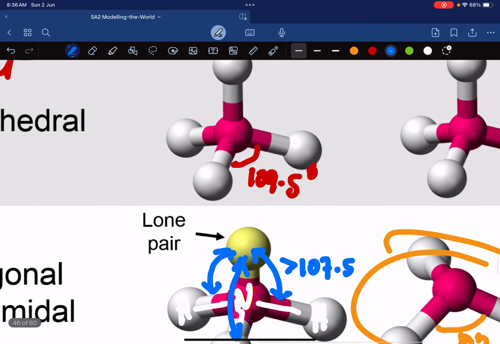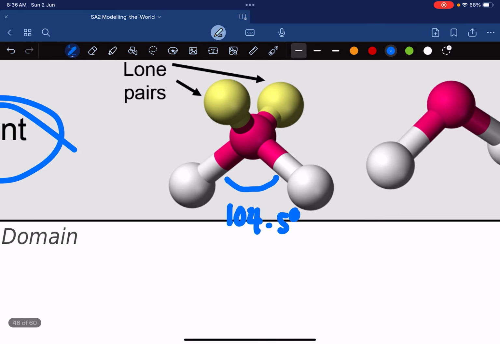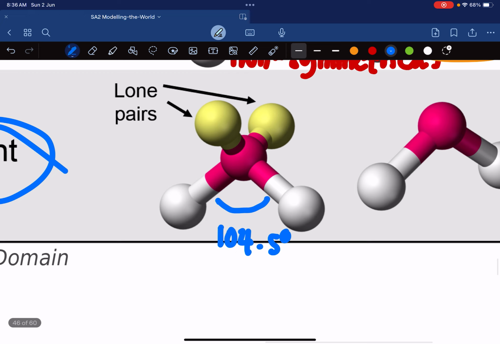It started off at 109, then it dropped to 107. Now it's dropping even more to 104. So the bonded pairs are getting closer together.